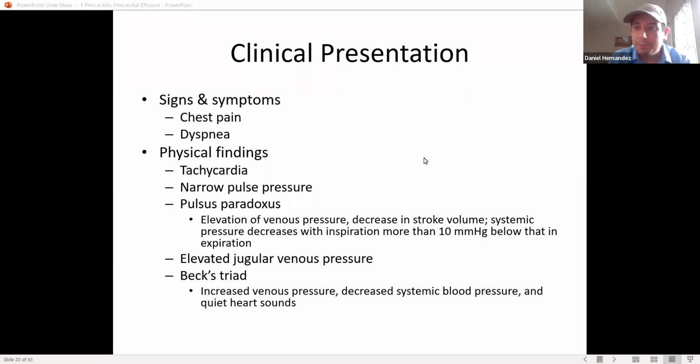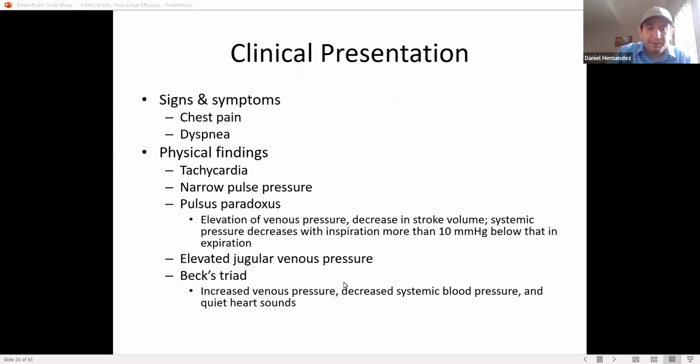All right, so going back to patients with presentation for cardiac tamponade. In addition to pulsus paradoxus, these patients would also have elevated jugular venous pressures. So we could potentially see jugular venous distension, and they'll also present with something called Beck's triad.